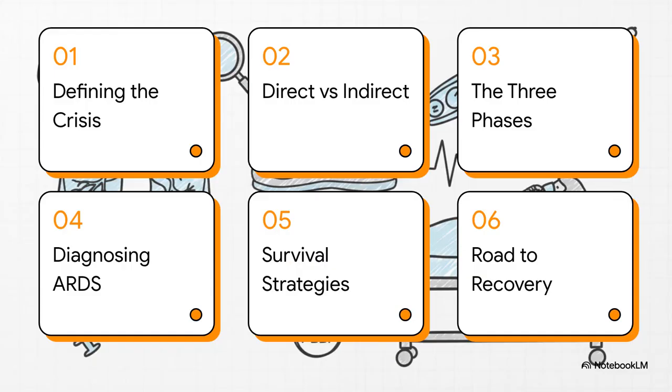So here's our roadmap for this logical journey. 1. Defining the respiratory crisis. 2. Direct versus indirect lung injury. 3. The 3 phases of ARDS. 4. Diagnosing the true culprit. 5. Strategies for lung survival. And finally, 6. The long road to recovery.